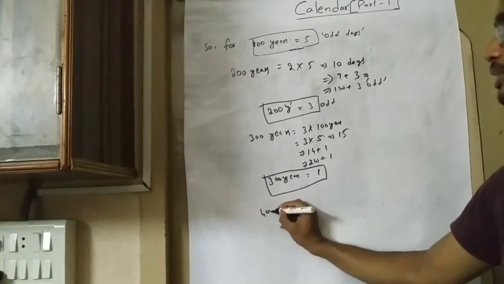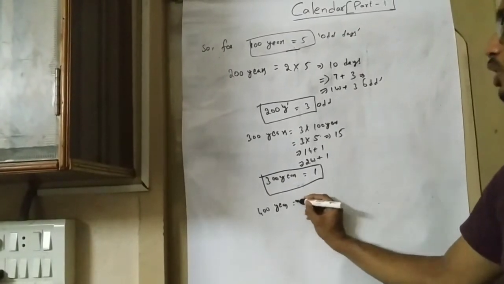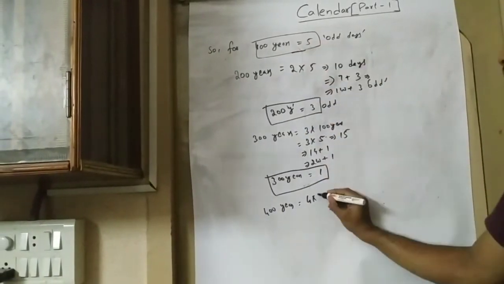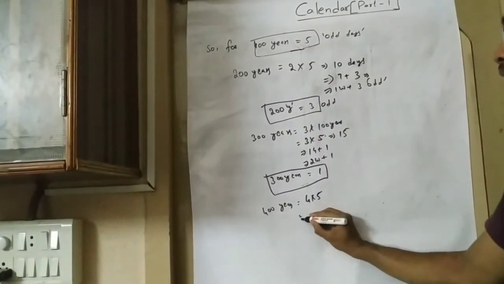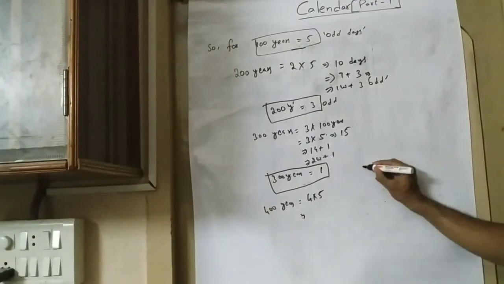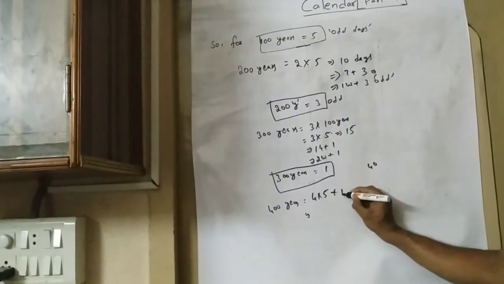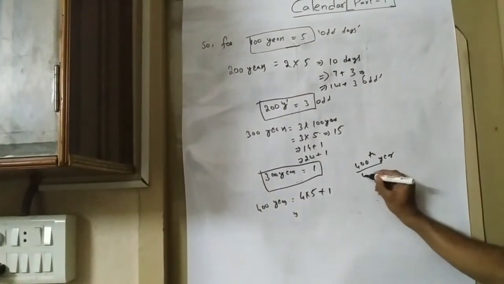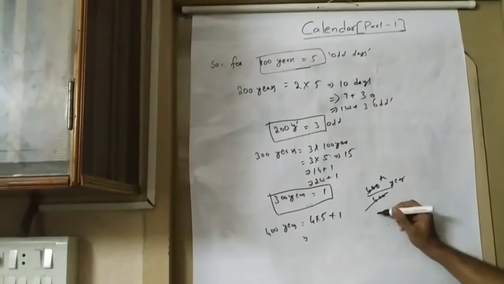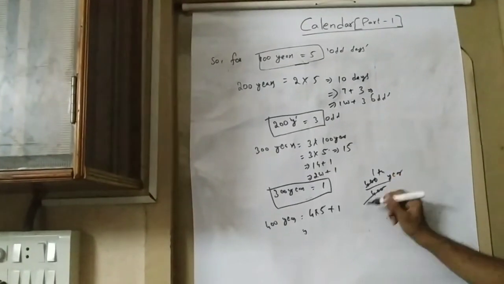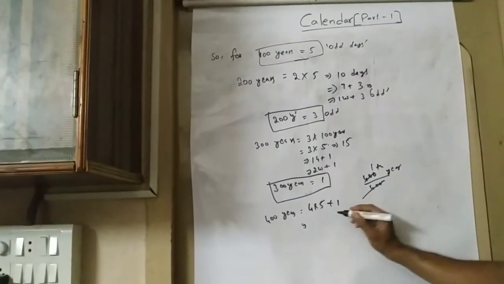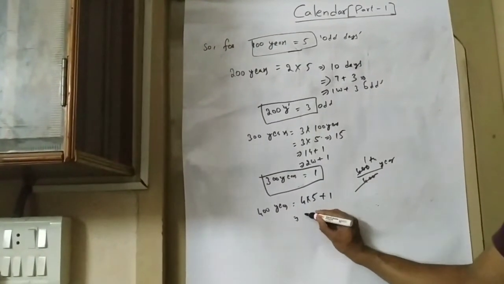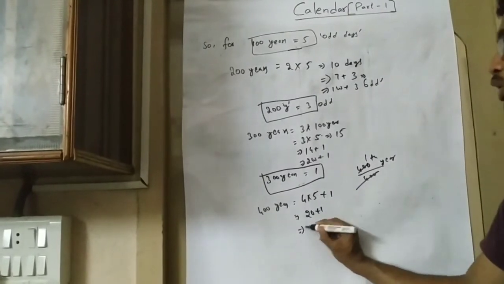And for 400 years, that is equal to 4 into 100 years. So 4 into, for 100 years, we got 5 odd days. 4 into 5. But for the 400th year we have to add plus 1, because the 400th year is a leap year. Since 400 divides 400 one time, the 400th year will be a leap year. So we have to add an extra plus 1 here. So 4 into 5 is 20 plus 1, that is equal to 21.